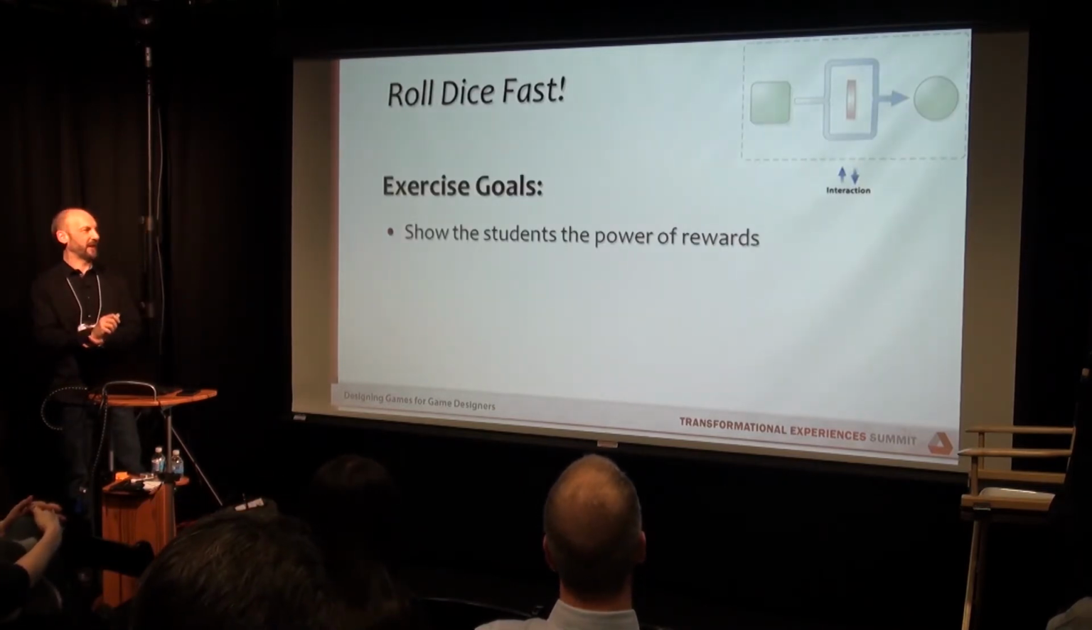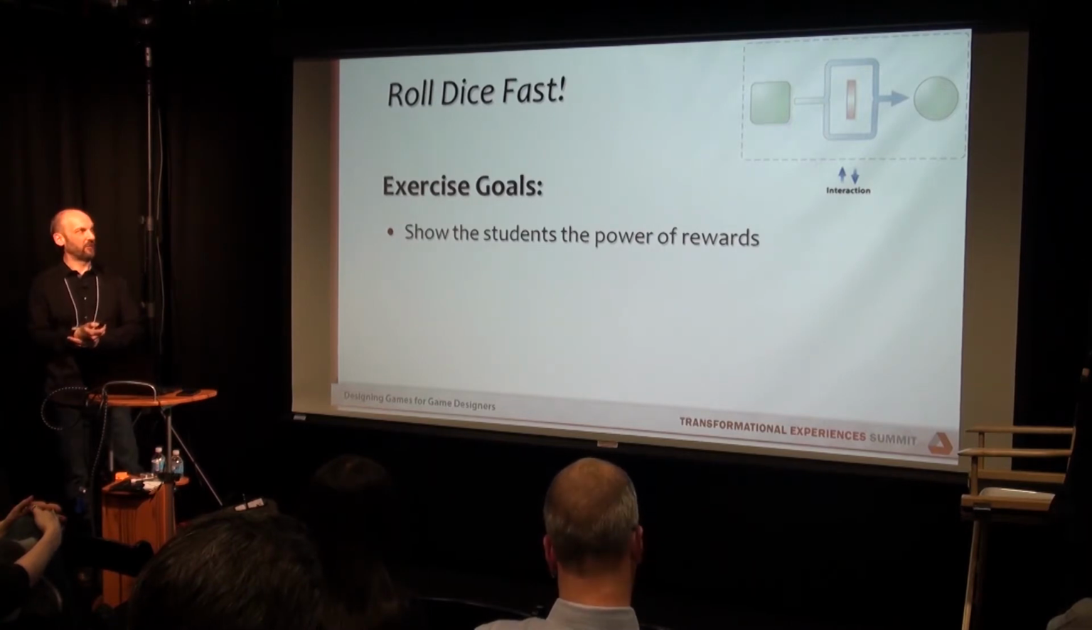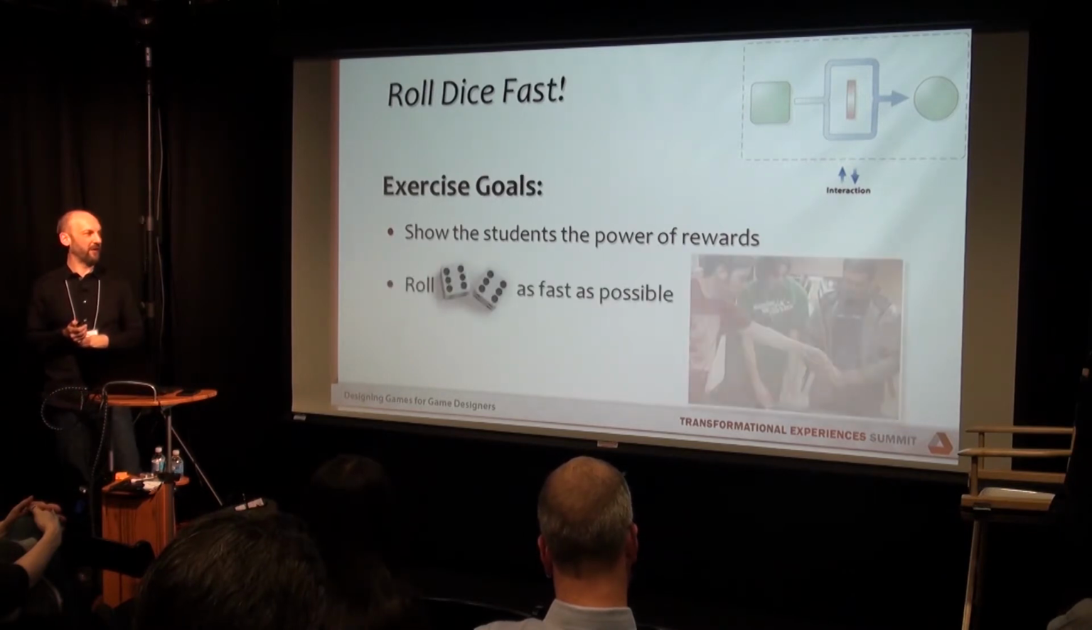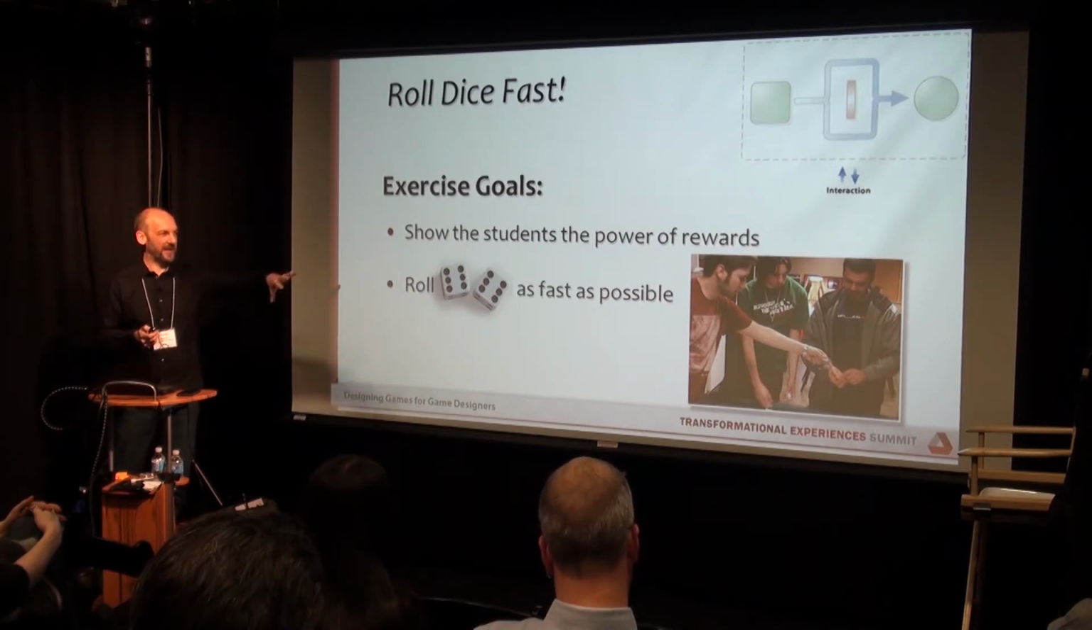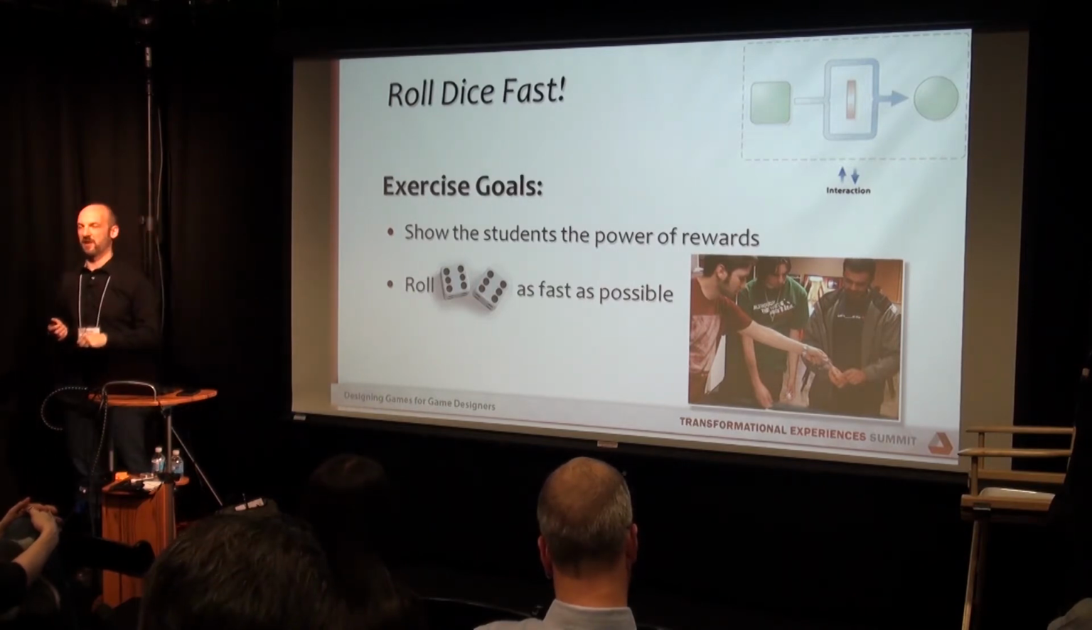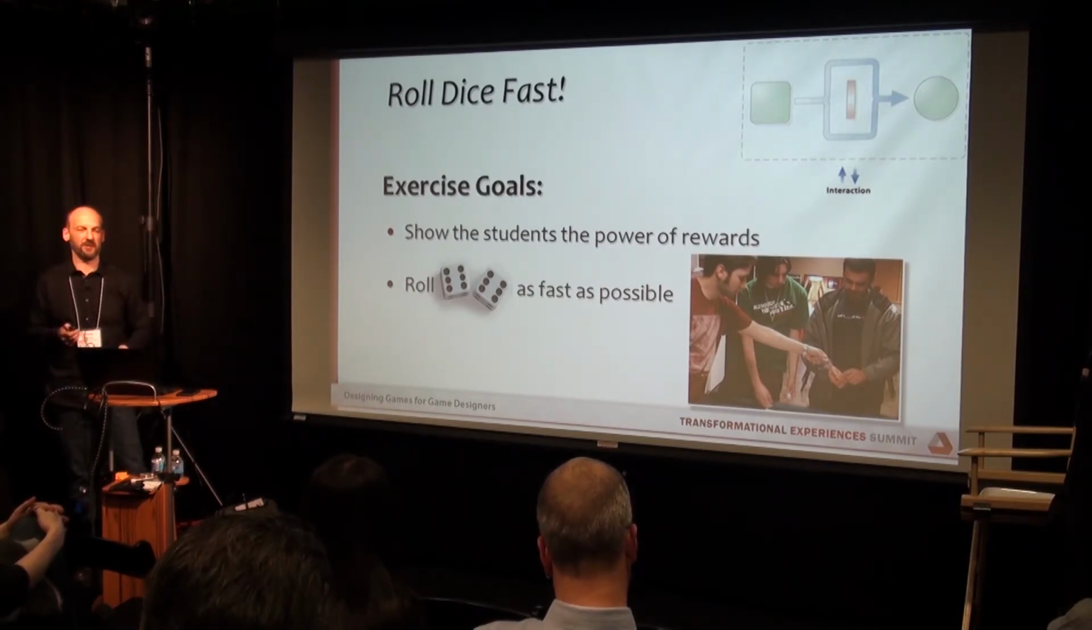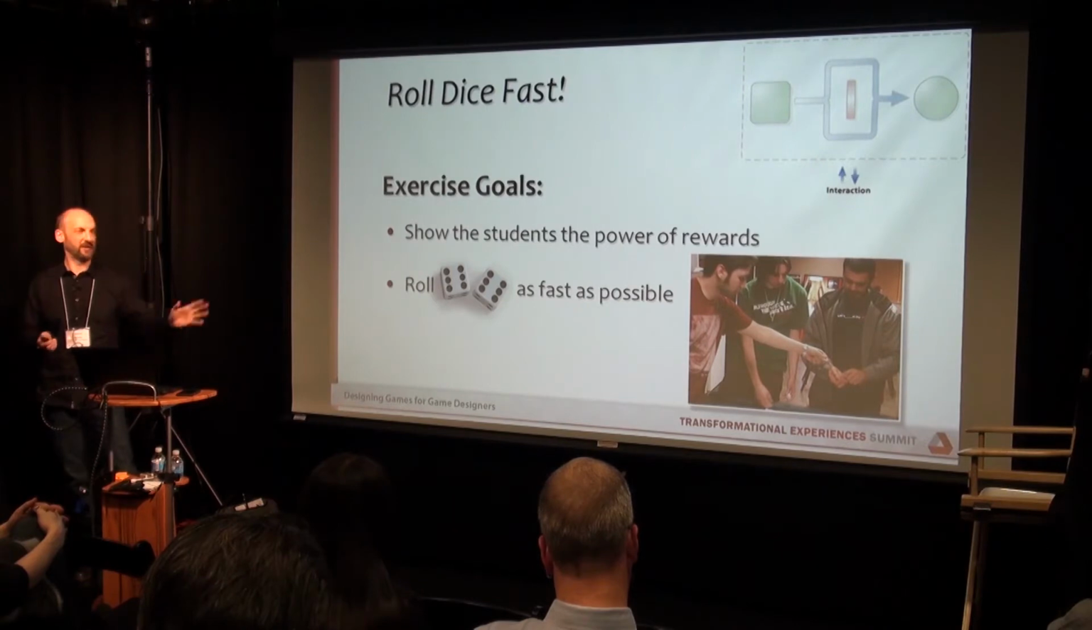So this is one of my favorite exercises of the semester, the roll dice fast exercise. We were talking about this at lunch. That rewards can be super powerful. So I make this game that's like roll dice. Everybody has a pair of dice. Roll dice as fast as possible. And if you get a double six, call freeze and get a chip from the table. And you would think that's it. Like roll dice as fast as you can until you roll double sixes.